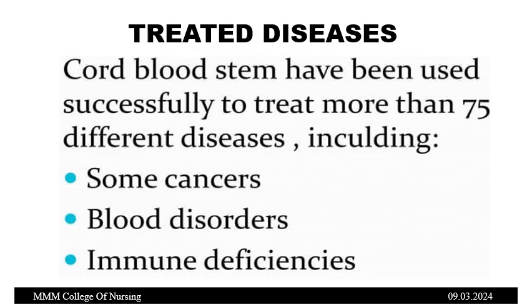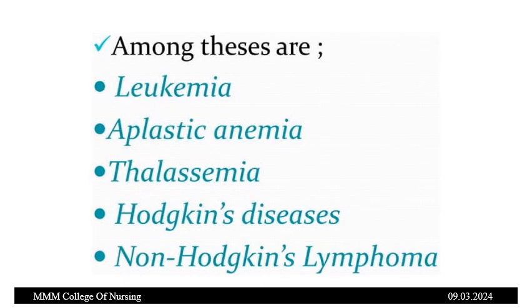Treated diseases. Cord blood stem cells have been used successfully to treat more than 75 different diseases, including some cancers, blood disorders, and immune deficiencies.